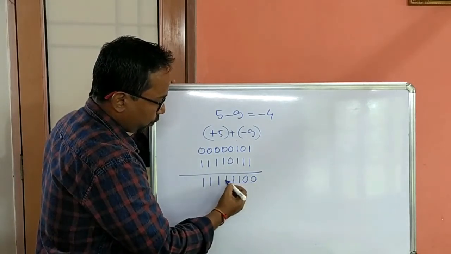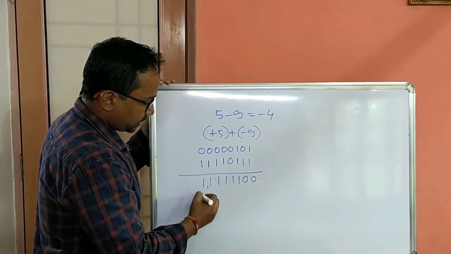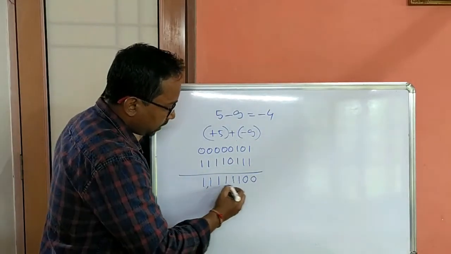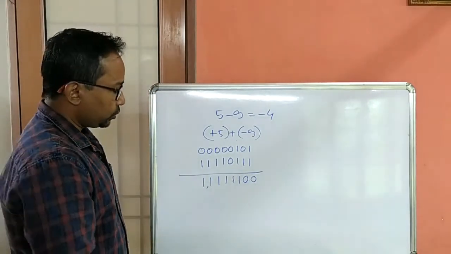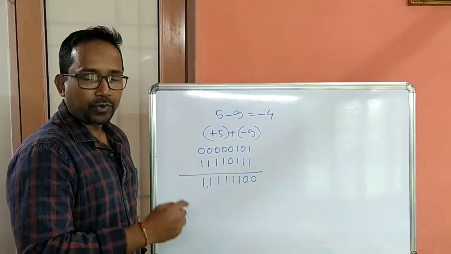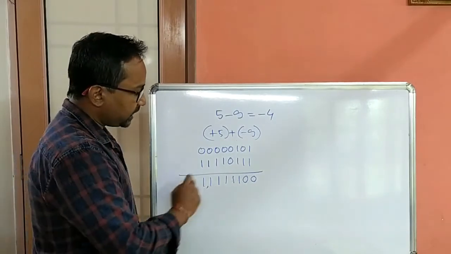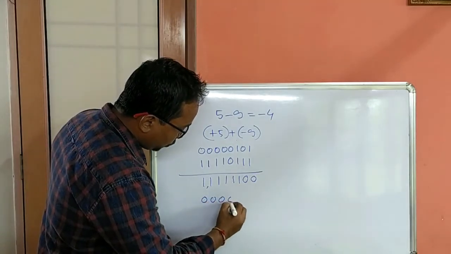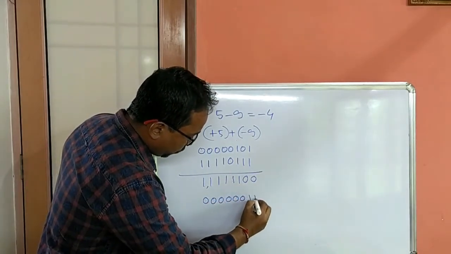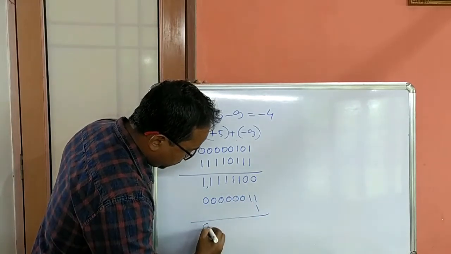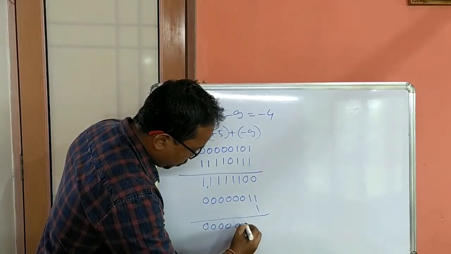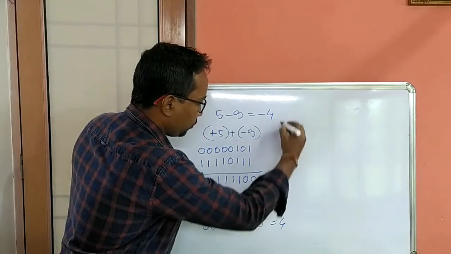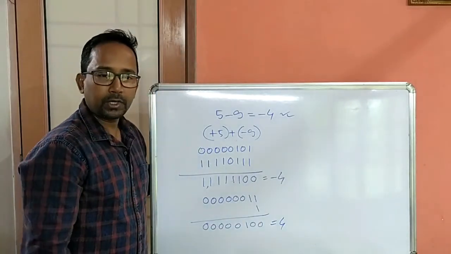So 1, 2, 3, 4, 5, 6, 7, 8. 8 bits. And the first bit is the sign bit. Here the first bit is 1, which indicates that the number is negative. And these 7 bits of magnitude represent the actual number. As this number is negative, we have to find the 2's complement to get the binary equivalent of this negative number. So what is the 2's complement of this number? 0, 0, 0, 0, 0, 0, 1, 1, 1's complement, plus 1 gives 0, 0, 0, 0, 0, 1, 0, 0. That is 4. That means this number is minus 4. So the answer is correct. Clear?